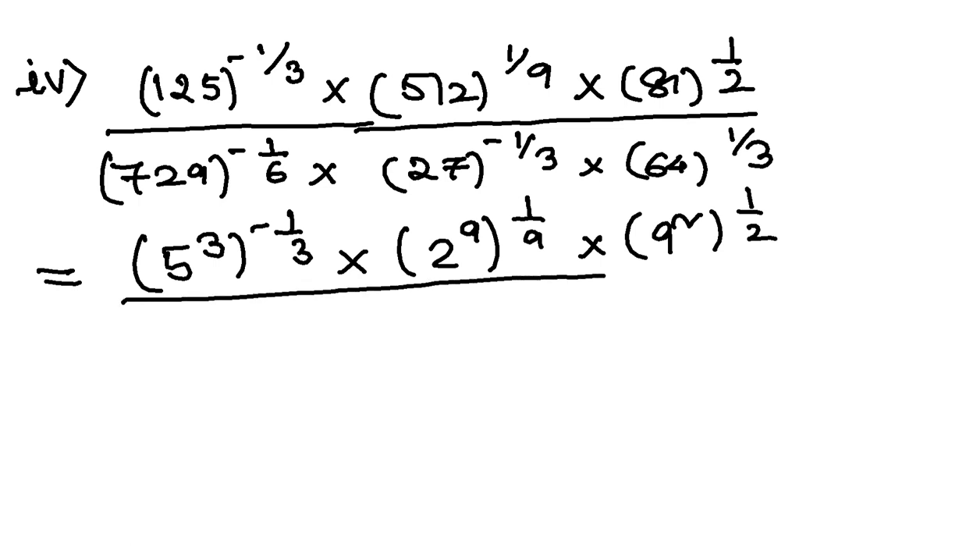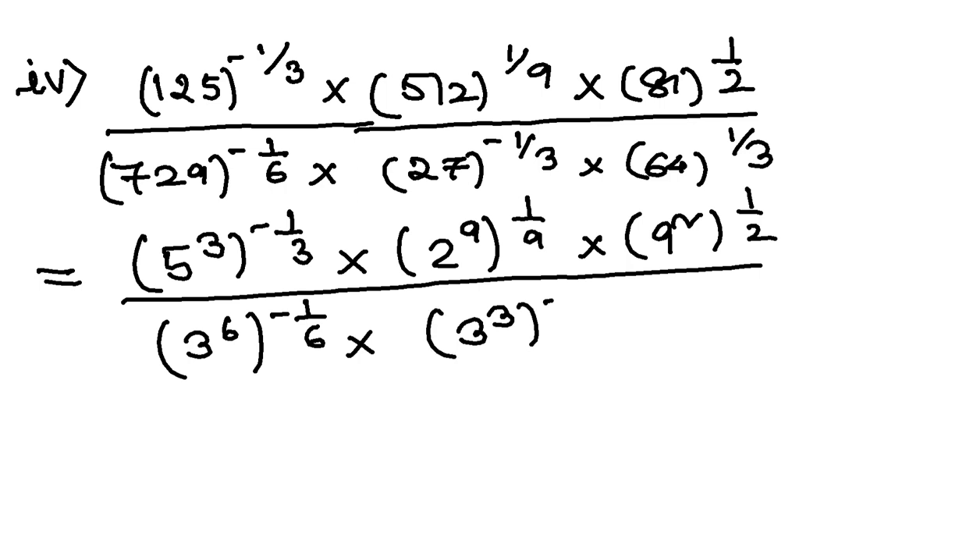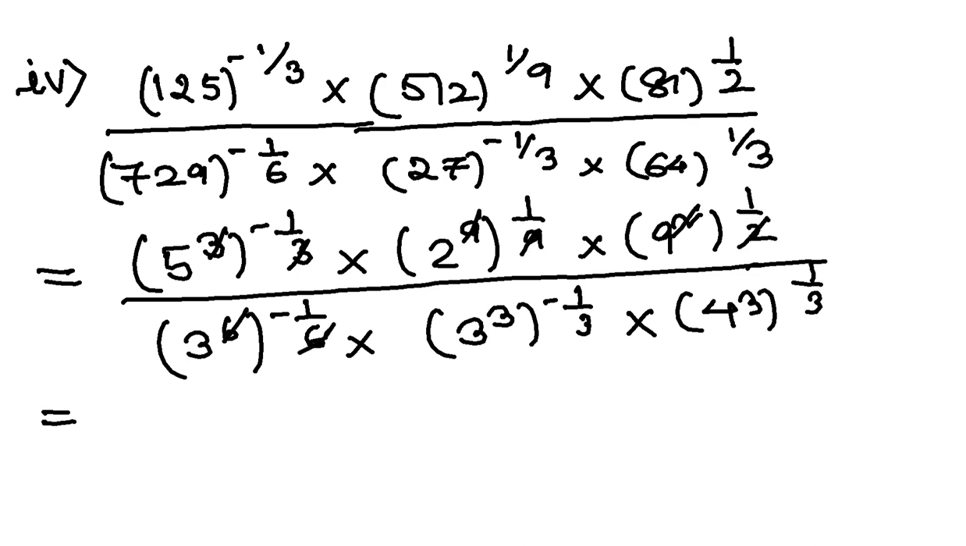Again 729 is there, so that is basically 3 to the power 6. 27 is of course 3 cube, and 64 is 4 cube. Okay, now I'll cancel all the powers, so 3 and 3 cancelled over here, 9 and 9 over here, 2 and 2 here, 6 and 6 here, 3 and 3 here, 3 and 3 here.